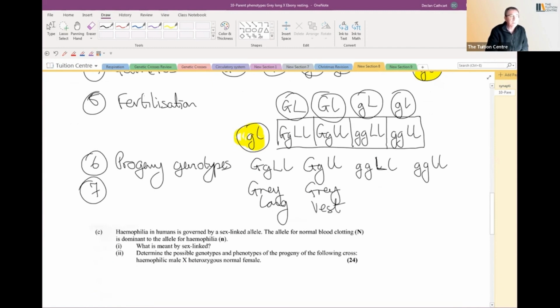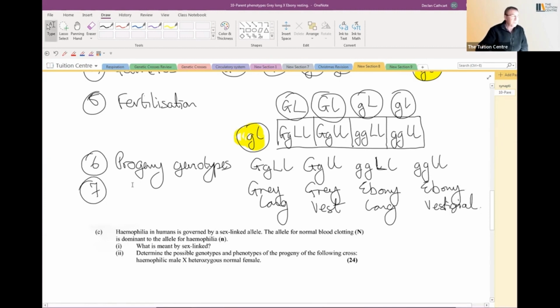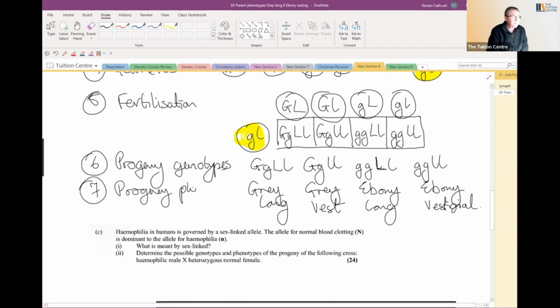This one, it's 2 small g's, so it's going to be ebony, but it's going to be long, and it's going to be ebony, and it's going to be vestigial. So you see that they're all possible phenotypes. I just should have put my label in there: progeny phenotypes.